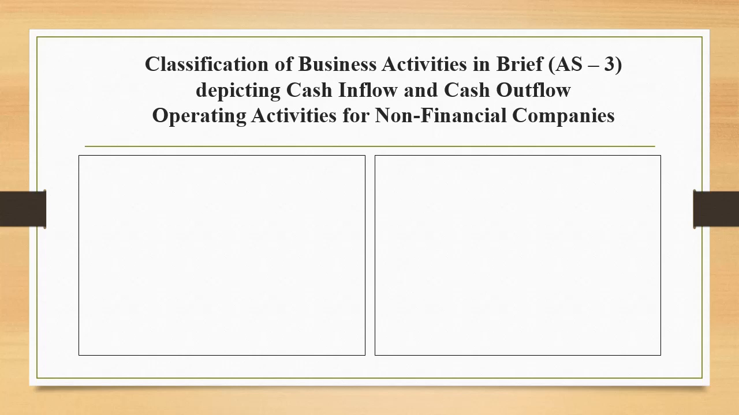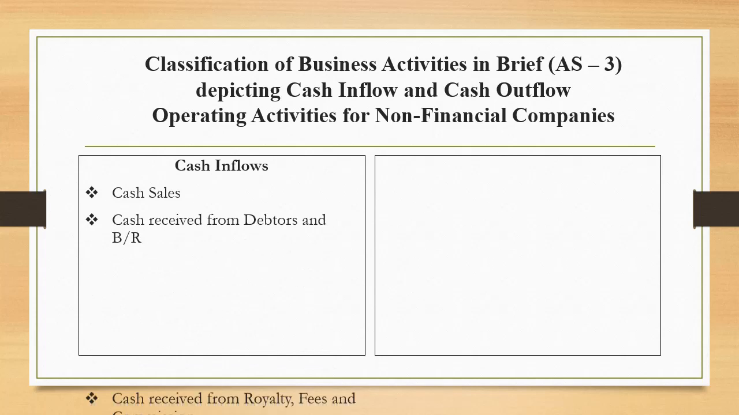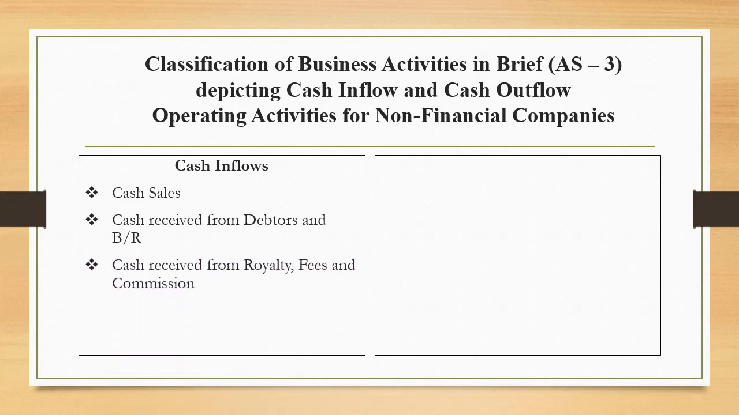Let us see the inflows first. Cash sales. It's a routine activity: the cash received for sale of goods. Cash received from debtors and bills receivable. Cash received from royalty, fees and commission. Insurance claim received for loss of stock. These are the various inflows for a non-financial company of operating activity.